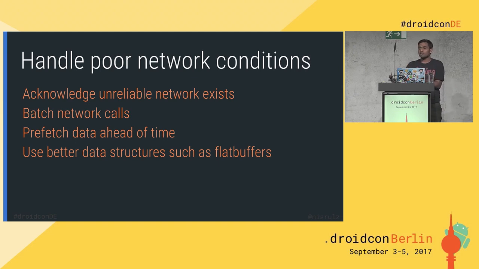When a library is included in an app, if you are doing batch network calls, you are using less radio, so less battery. If you're prefetching data ahead of time, you already have the information, so you don't have to make multiple calls. If you are using better data structures, the data that is passing over the network, as well as what's being used on your device in memory, is an efficient way of accessing the memory itself.